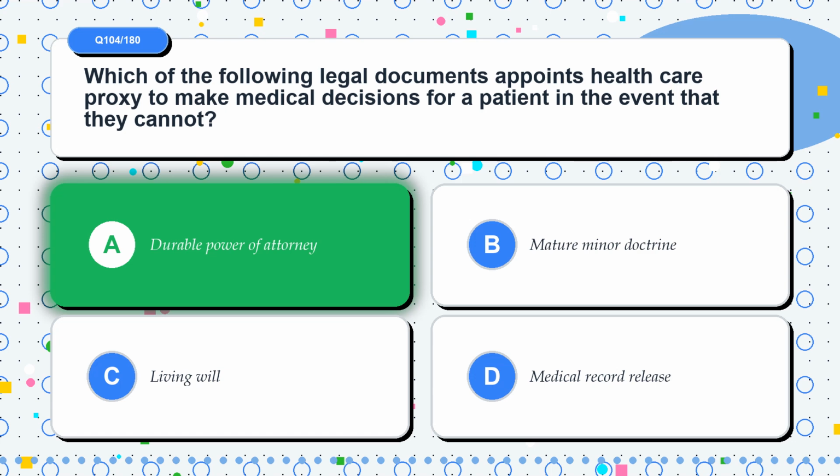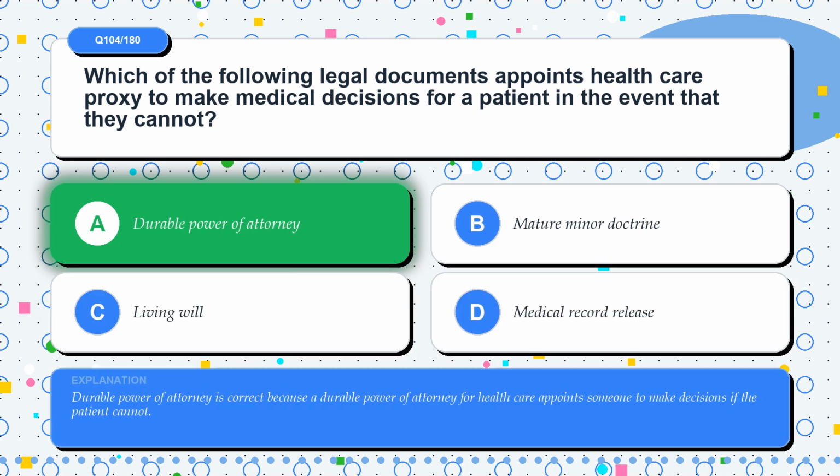The correct answer is option A. Durable power of attorney. Durable power of attorney is correct because a durable power of attorney for healthcare appoints someone to make decisions if the patient cannot.